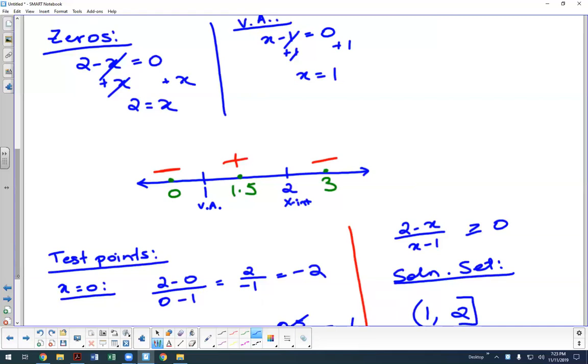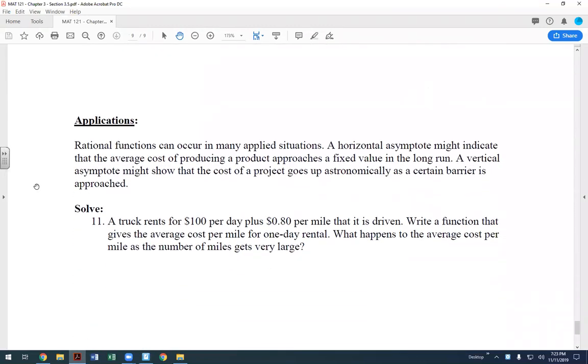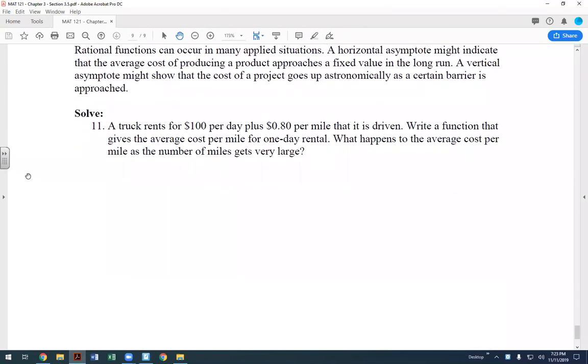Okay? All right, guys, that really just leaves us with the very last example. If you have questions about that other test point method, you can ask me after class, but I'd really like to talk about this example here really quickly with the application.